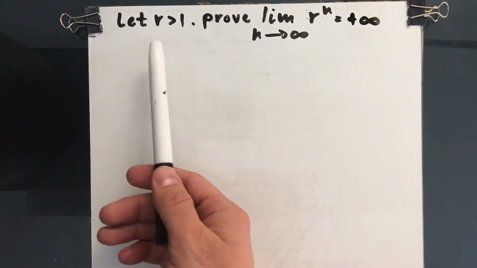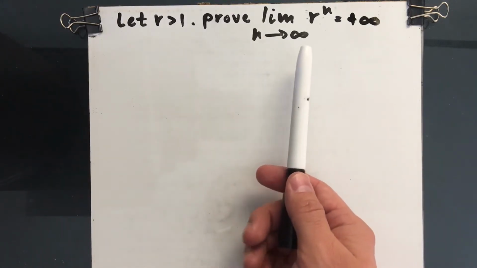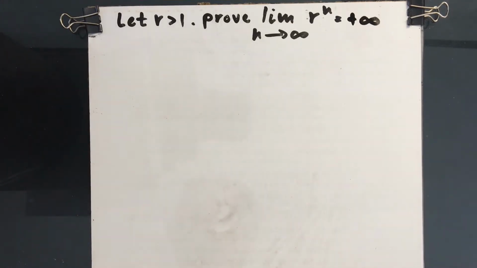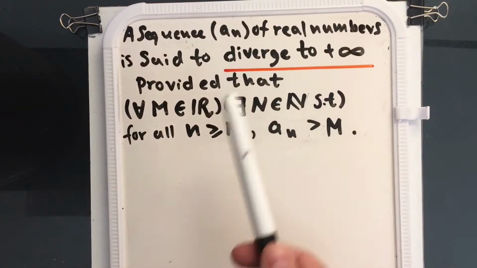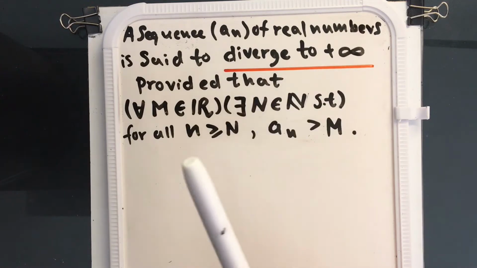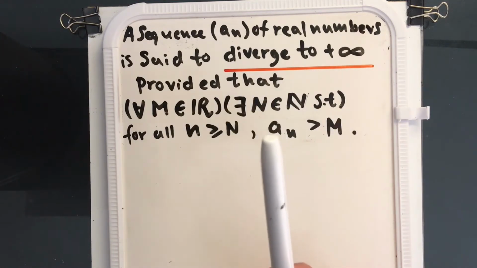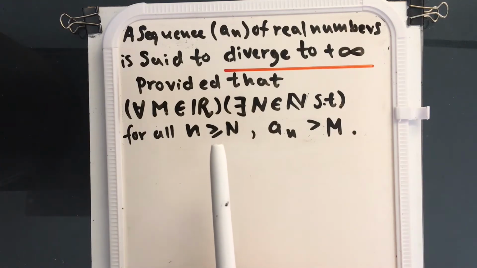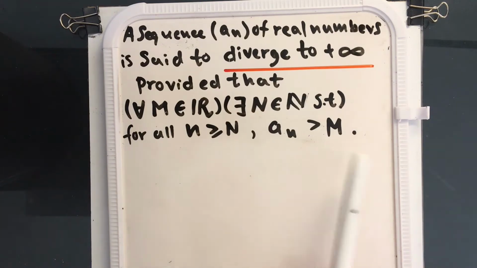what we want to show here is that if we let r be greater than 1, we want to prove that the limit as n approaches infinity of the sequence r raised to the n is equal to positive infinity. And the definition we will work with is as follows. A sequence, a sub n, of real numbers is said to diverge to positive infinity provided that for all real numbers, capital M, there exists a natural number, capital N, such that for all little n greater than or equal to capital N, the sequence a sub n is strictly greater than M.